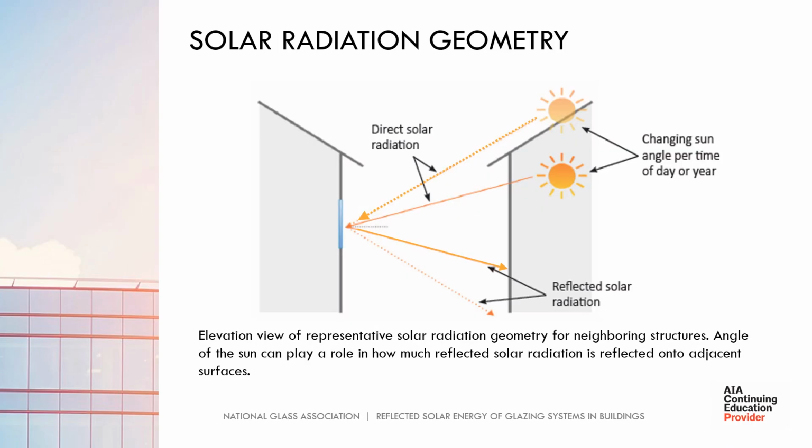Environmental conditions and geographic features play important roles in how both direct and reflected solar energy can affect building cladding materials and fenestration components. An important consideration is solar geometry and how it changes throughout the day or year. Direct solar radiation is dependent on the sun's angle and geographic location of the building. The figure above depicts an elevation view of representative solar radiation geometry for neighboring structures. Angle of the sun can play a role in how much reflected solar radiation is reflected onto adjacent surfaces.